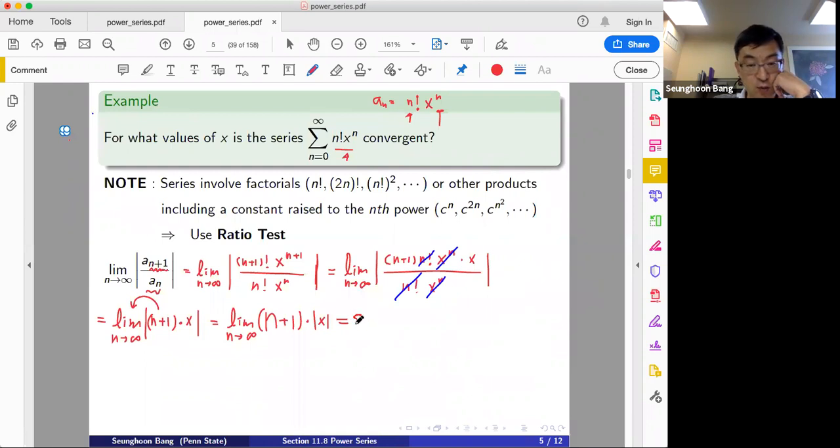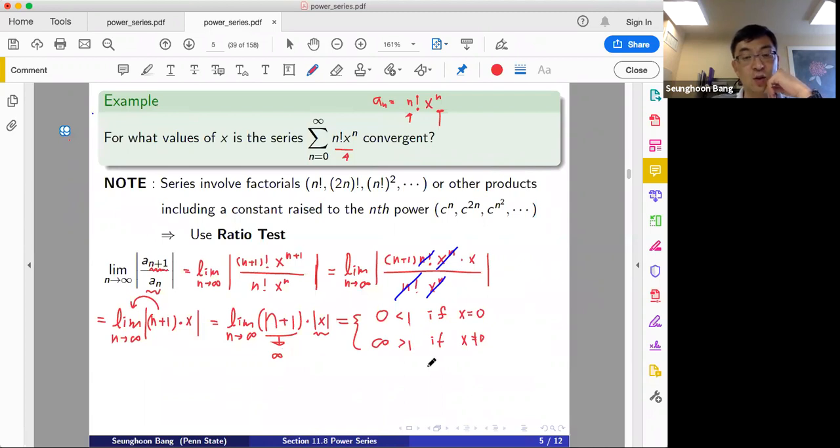So we have two possible answers. If x equals 0, you plug 0 in here, 0 times n plus 1 is always 0. The limit of 0 is 0, and 0 is less than 1. The next case, x is not equal to 0. So x is a non-zero number times n plus 1, and n plus 1 goes to positive infinity. Infinity times a non-zero number is always infinity, greater than 1.